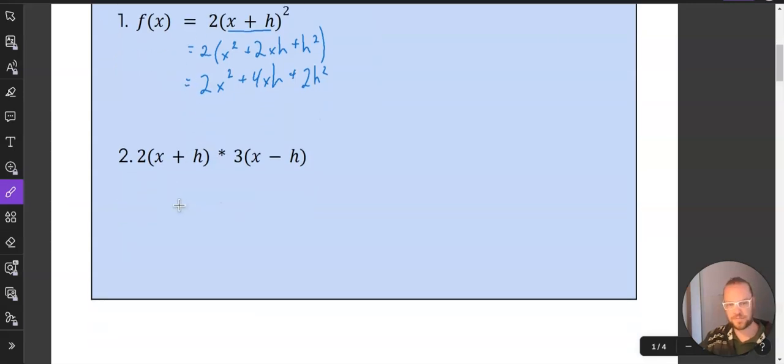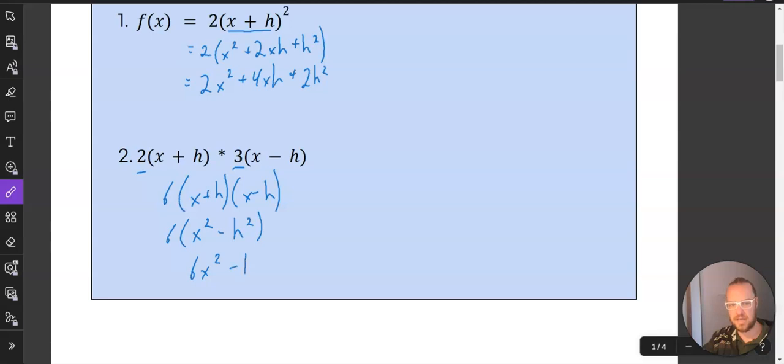Okay, now this next one is kind of like a problem in disguise. So the first thing I'm going to do is the thing that we often do, which is pull all of these numbers, all the coefficients, to the very front. So then I would get 6 times x plus h times x minus h. And this one, hopefully you identify, is a difference of squares, because it's x plus something and x minus the same thing. When we do that, we just get the first term squared. The middle term will cancel, and so we get minus the second term squared. And then, of course, we can distribute in that 6 in order to get 6x squared minus 6h squared.